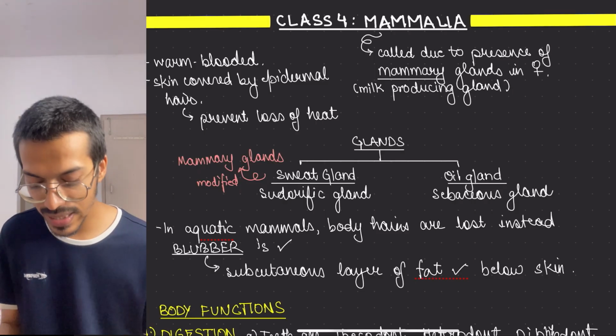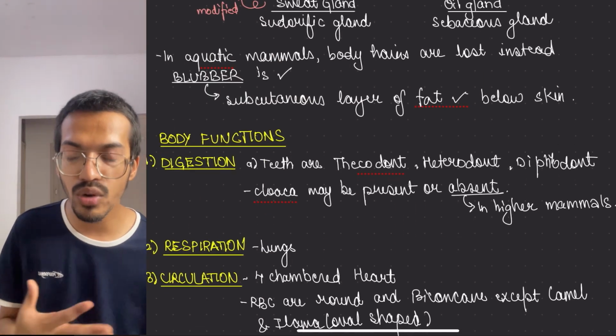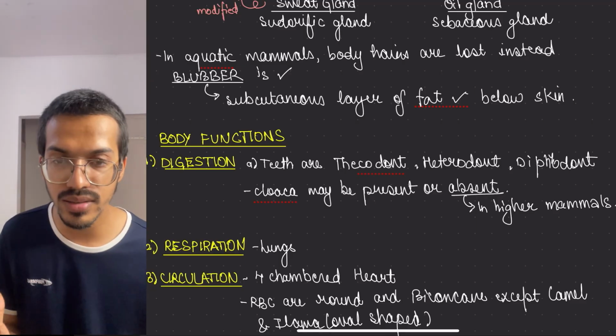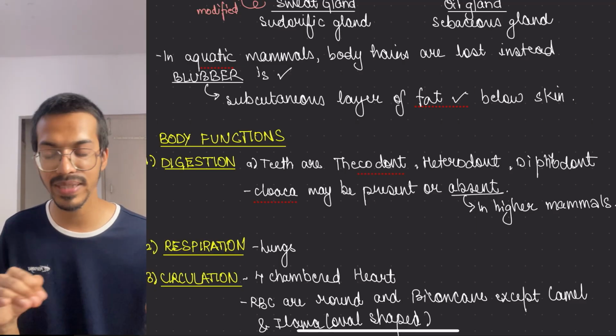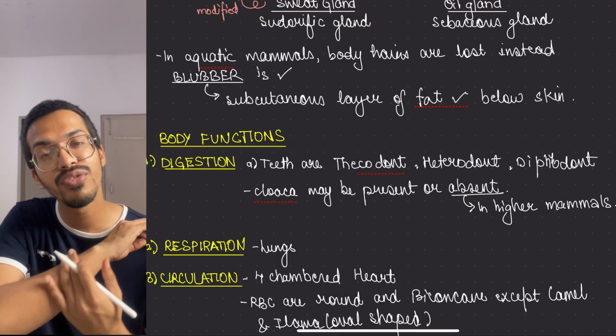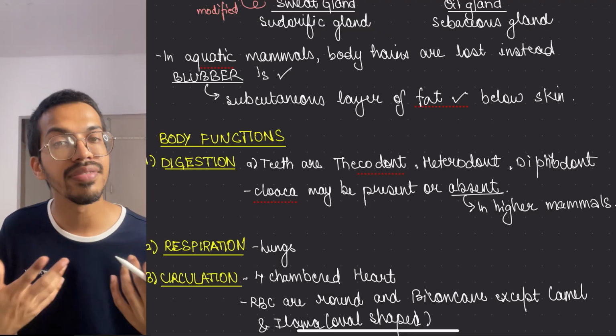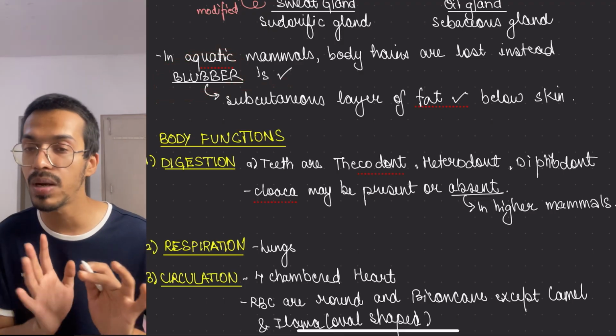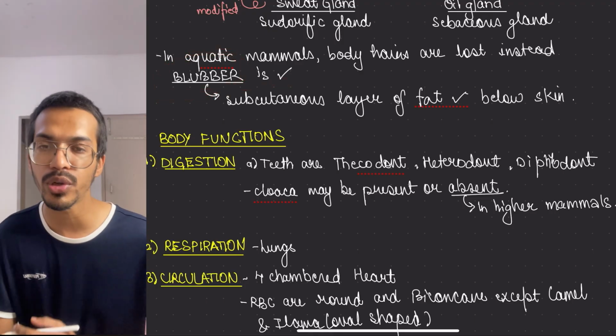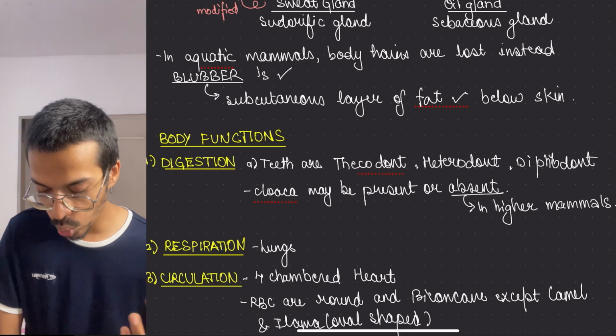Okay, next, instead of hairs, in the aquatic mammals, they have what? They have a subcutaneous, means under the skin, fat layer present in them, and that fat layer is called blubber. Means your dolphins, your whales have blubber present, subcutaneous fat, to protect themselves from the cold environment.